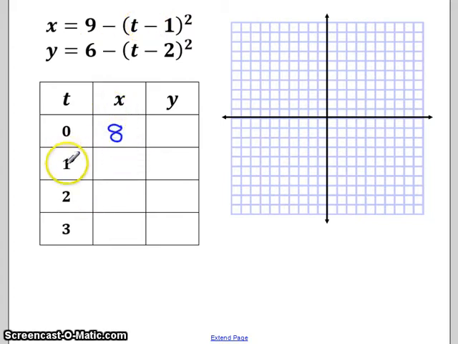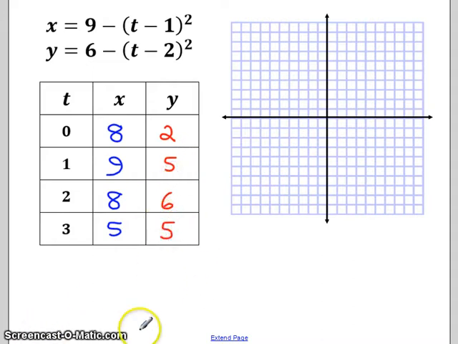T equals 1 rather. 1 minus 1 is 0, so 9 minus 0 gives us 9. T equals 2. 2 minus 1 is positive 1. Squared is still 1. 9 minus 1 is 8 again. And then 3 minus 1 is 2. If we square that, we get 4. 9 minus 4 is 5. Doing the same thing with y, we end up getting y equals 2, y equals 5, y equals 6, and again y equals 5.